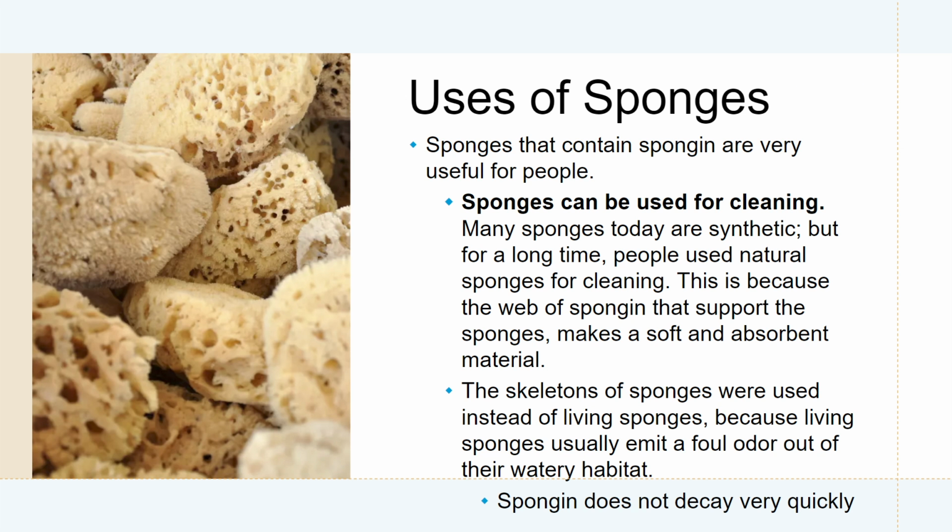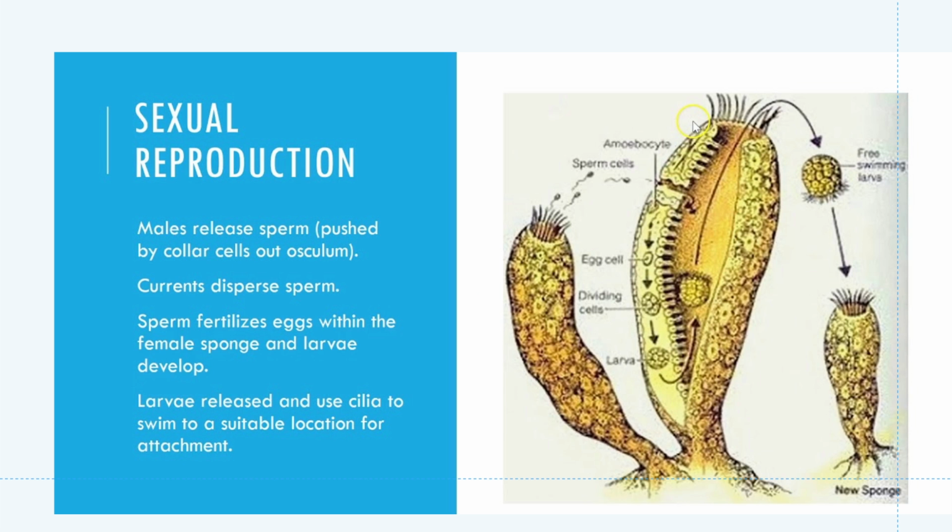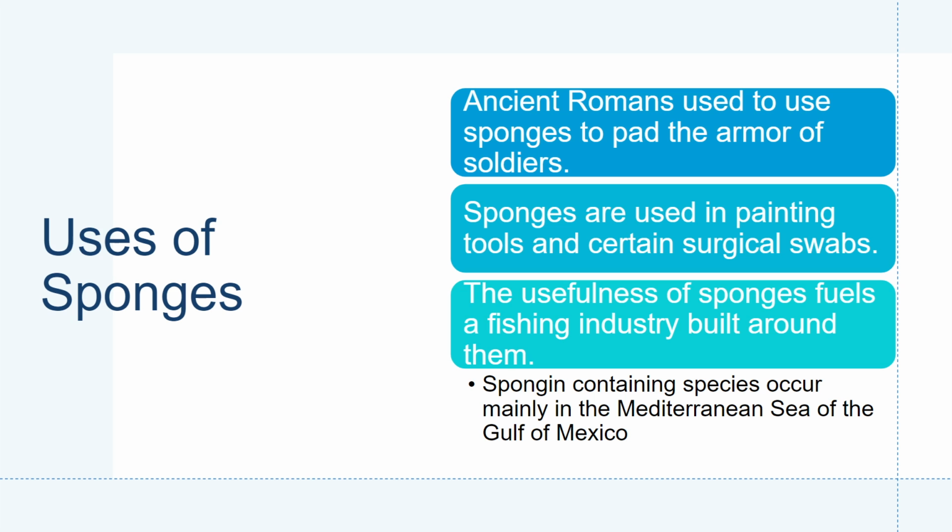Now, you probably are most familiar with sponges that may be used for cleaning. Now, many of these sponges are synthetic, but there are some made up of these soft spicules made up of spongin that can be very absorbent and also useful in the home. Ancient Romans actually used sponges to pad the armor of soldiers. They've been used in painting, they've been used in surgical swabs, the fishing industry. So they're useful in many different ways besides household cleaning items.